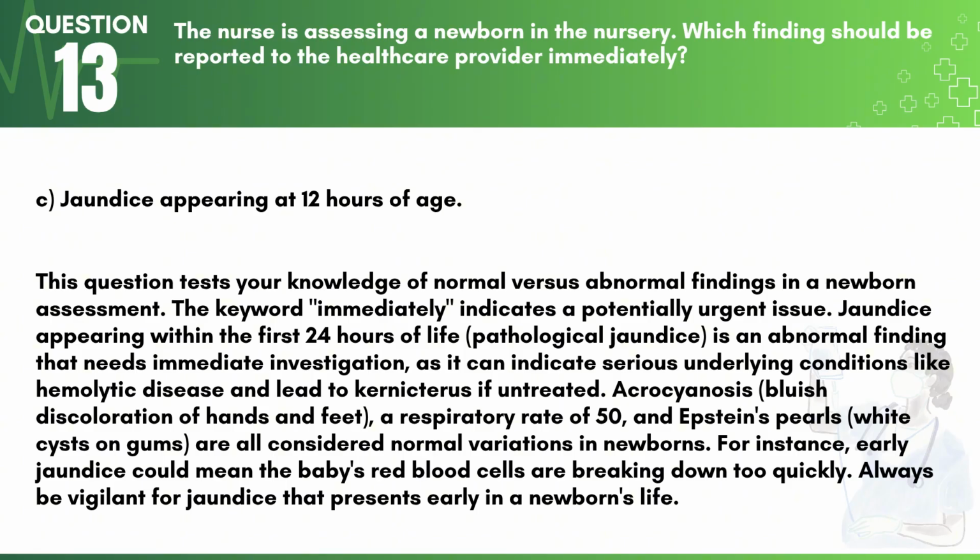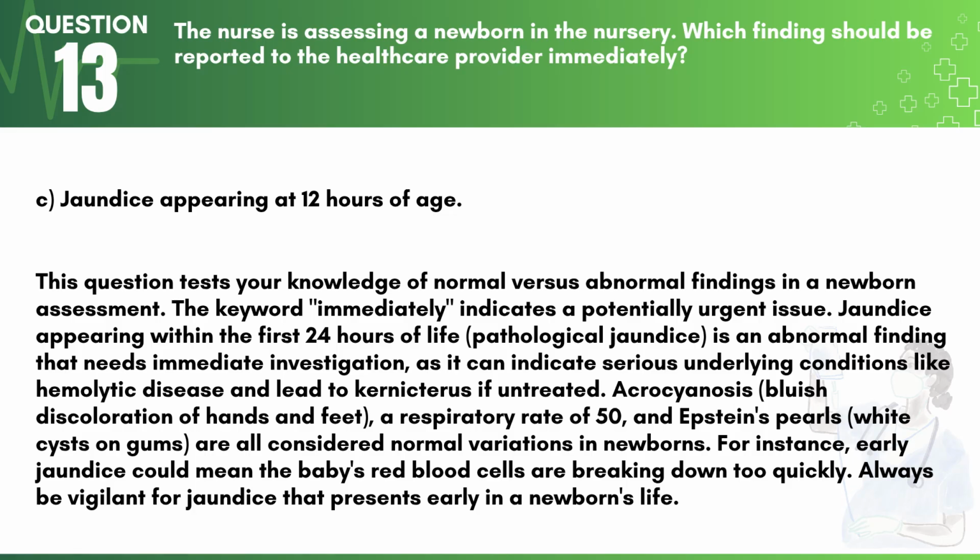Answer: C. Jaundice appearing at 12 hours of age. This question tests your knowledge of normal versus abnormal findings in a newborn assessment. The keyword, immediately, indicates a potentially urgent issue. Jaundice appearing within the first 24 hours of life, pathological jaundice, is an abnormal finding that needs immediate investigation, as it can indicate serious underlying conditions like hemolytic disease and lead to kernicterus if untreated.